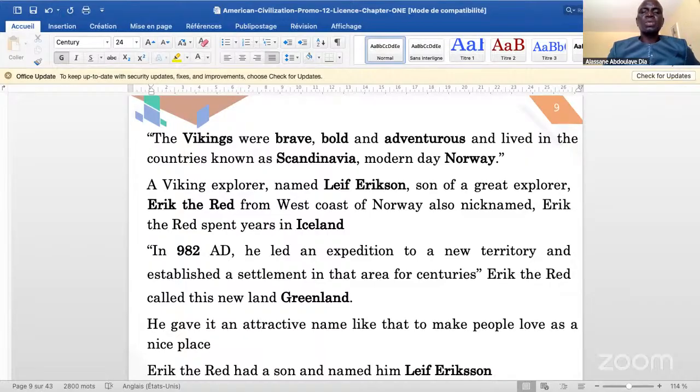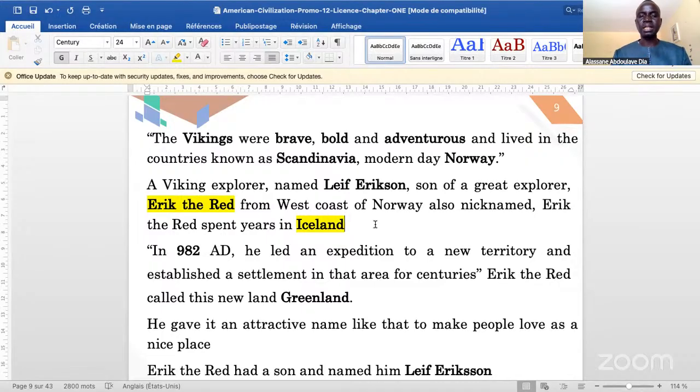So a Viking explorer, I told you, called Leif Erikson. Leif Erikson is a son of the great explorer, Erik the Red. They are from the west coast of Norway. And Erik the Red was nicknamed Erik the Red because he spent years in Iceland. Let us start with this. The father of Leif Erikson, let us start with the father. Forget Leif Erikson. Now let us talk about the father. The father himself is a Viking explorer. His name is Erik the Red.